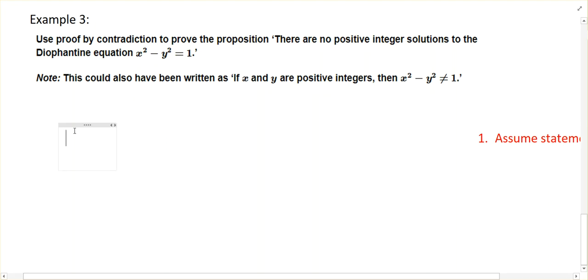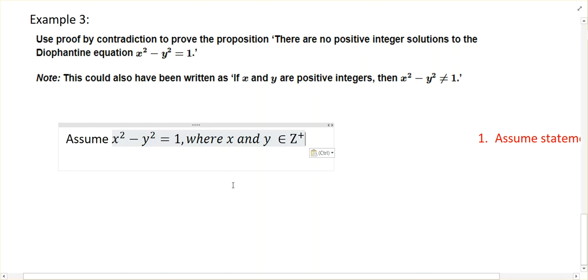Today we are doing proof by contradiction. The question says proof by contradiction, prove the proposition. So read the proposition. The first step for proof of contradiction is assuming it's wrong or it's not true. Okay? So it's saying there are no positive integer solutions. Let's assume there is positive integer solutions.